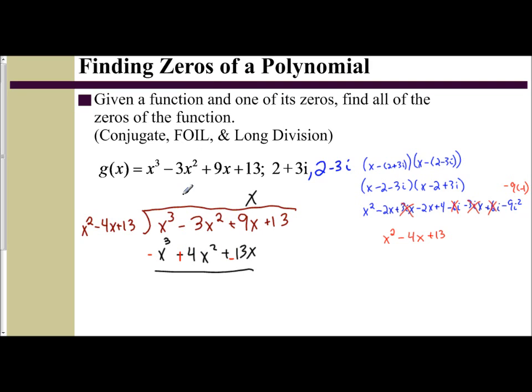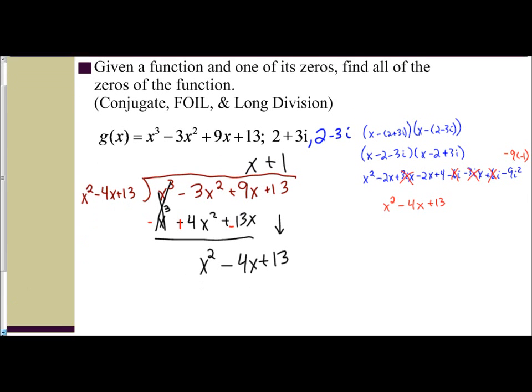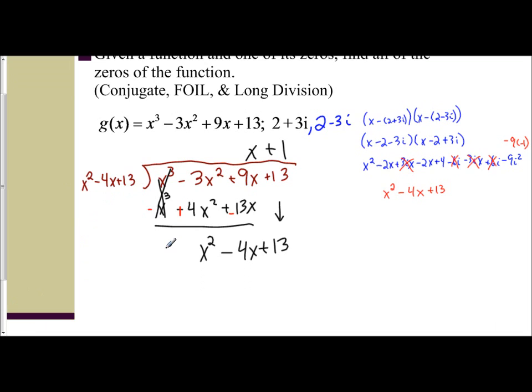And we go vertically, the x cubed and negative x cubed cancel. Negative 3x squared plus 4x squared is x squared. 9x minus 13x is negative 4x. Drop down to 13. What do you multiply x squared by to get x squared? And that's a positive 1. So if I distribute a positive 1, that's just going to keep them all the same. And so I get x squared minus 4x plus 13.